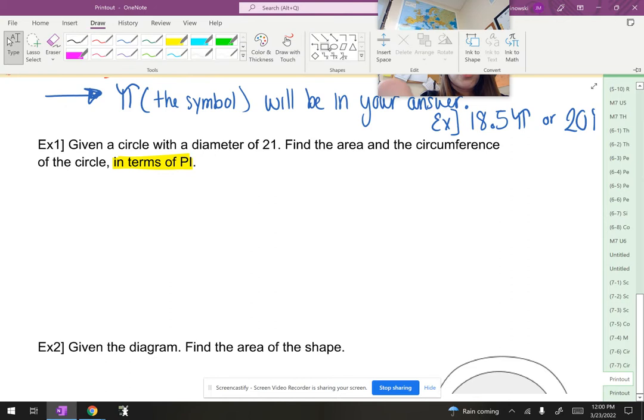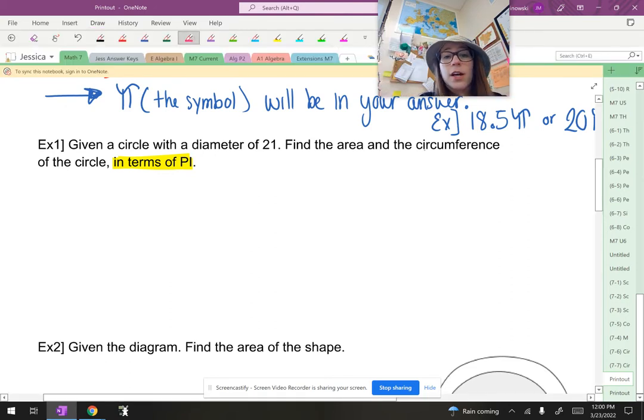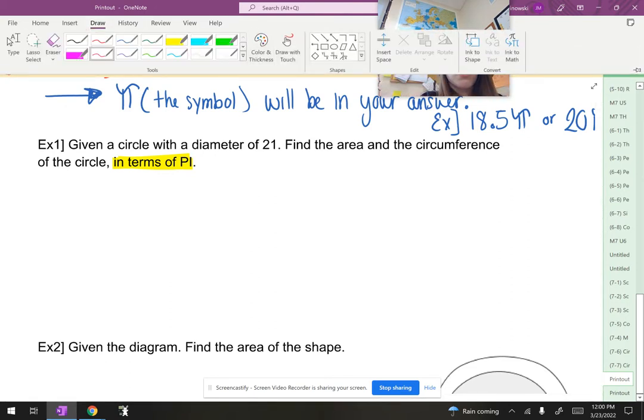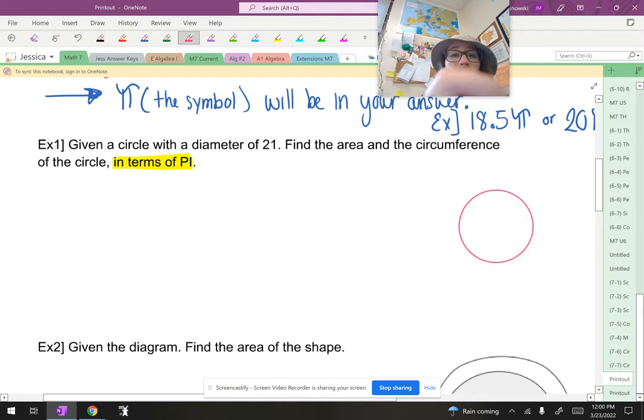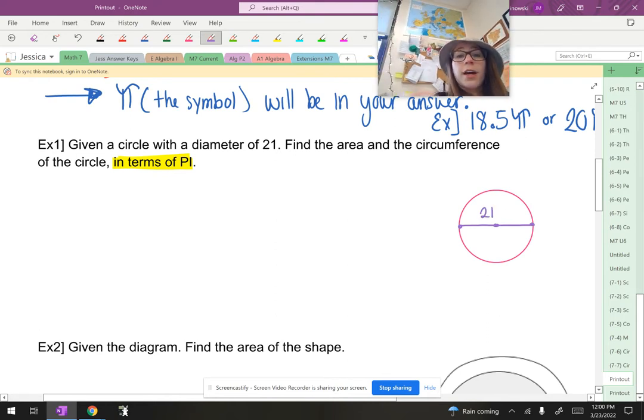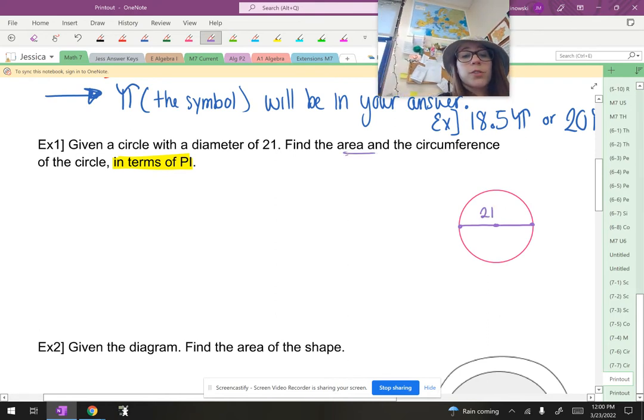So naturally, I do not have a shape drawn. I do not have a diagram, but there's nothing stopping me from drawing that diagram myself, except that's not a circle. You certainly don't have to draw a diagram, but it could help. A diameter of 21, if you don't remember the diameter, you should look it up, goes across from one point to the other, going through that center. Find the area and circumference.